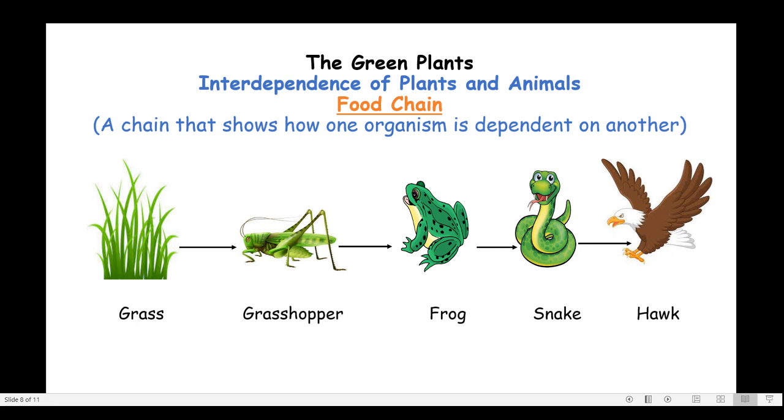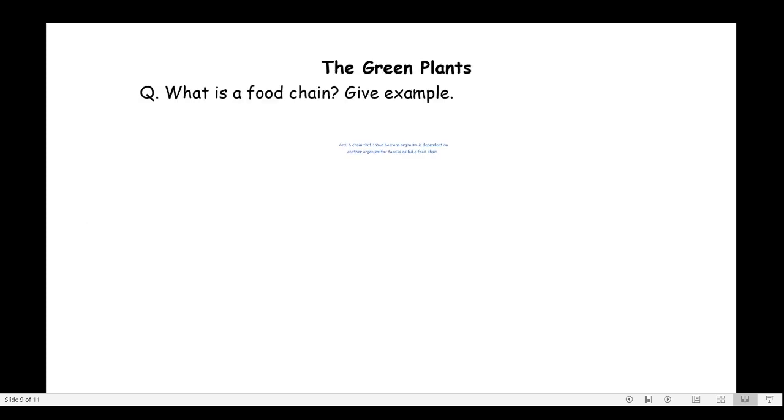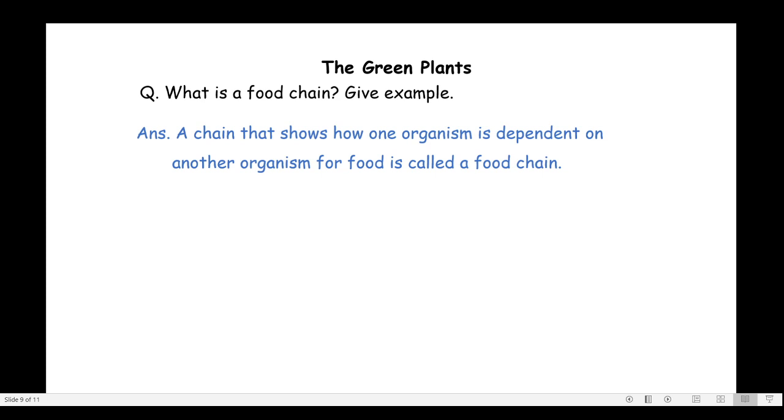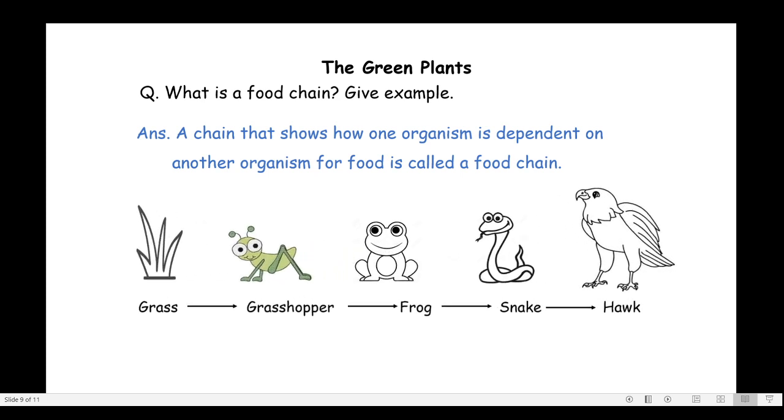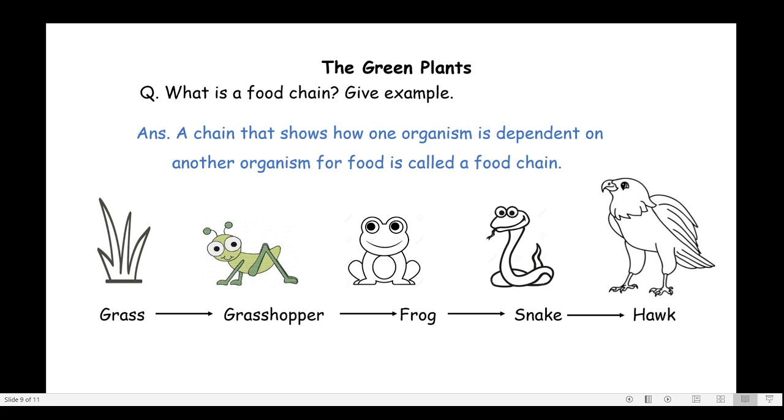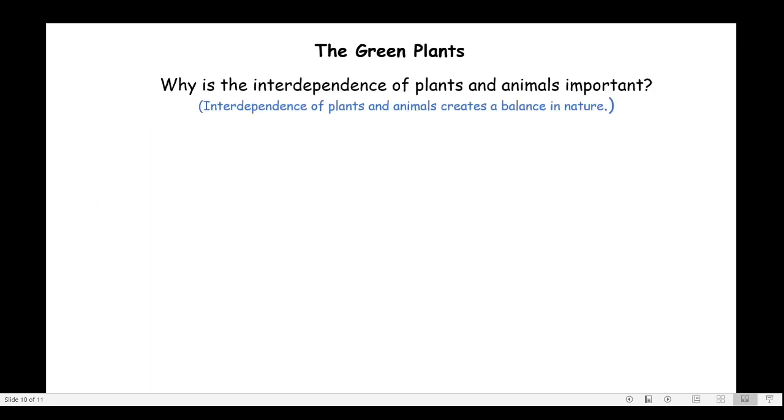So they are forming a chain. There are many such different chains found in nature. What is a food chain? A chain that shows how one organism is dependent on another organism for food is called a food chain. And this is a very simple diagram we have found out for you so that it is easier to make it in your copies. So don't forget to make this drawing.